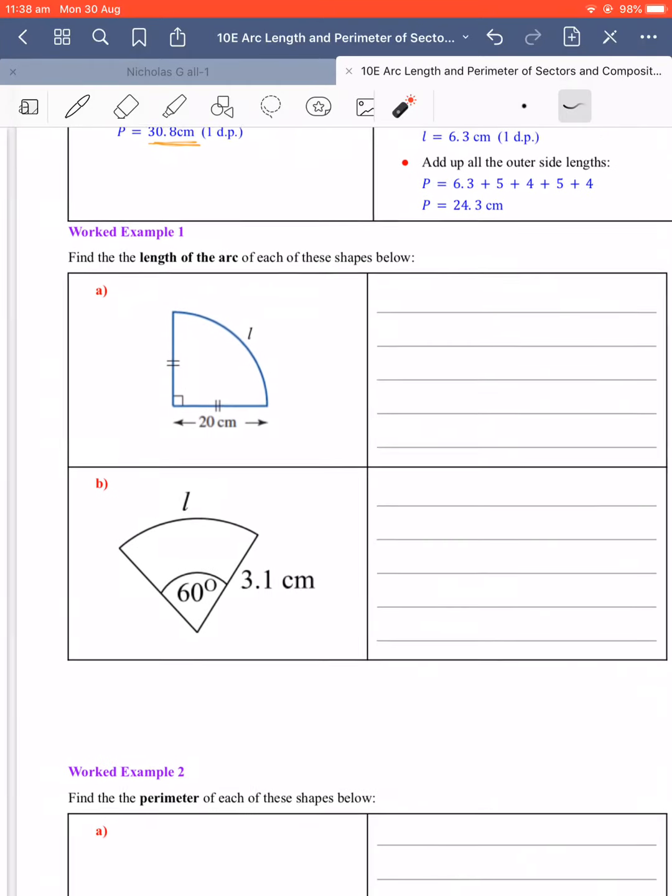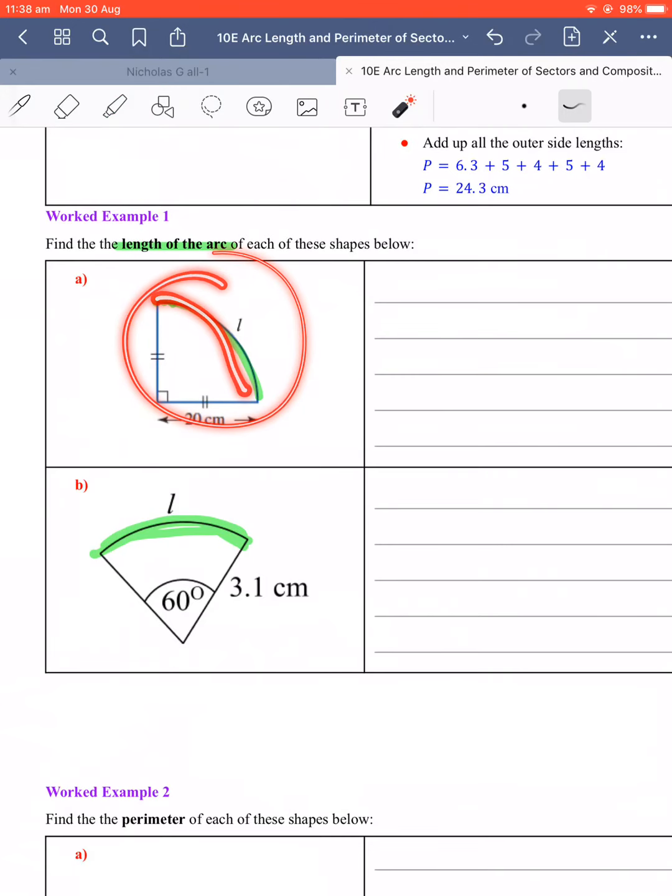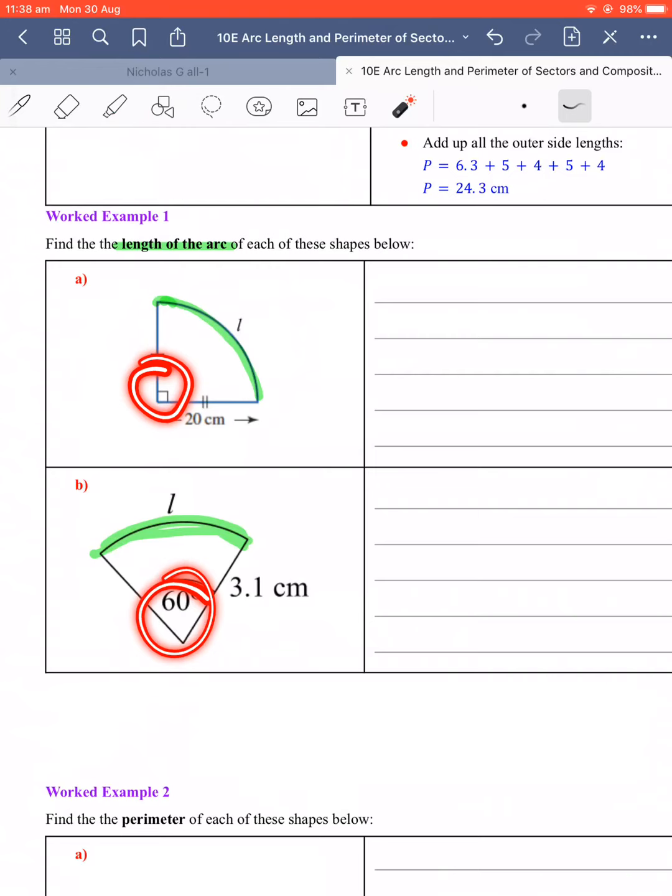On to our worked examples now. The first one is asking us to find the length of the arc. Just a reminder, this is our pizza crust, so it's just the one on the outside. We're not finding the full perimeter of our sector, which is this entire thing. We're just finding this particular portion, and we take into account the angle and its radius.